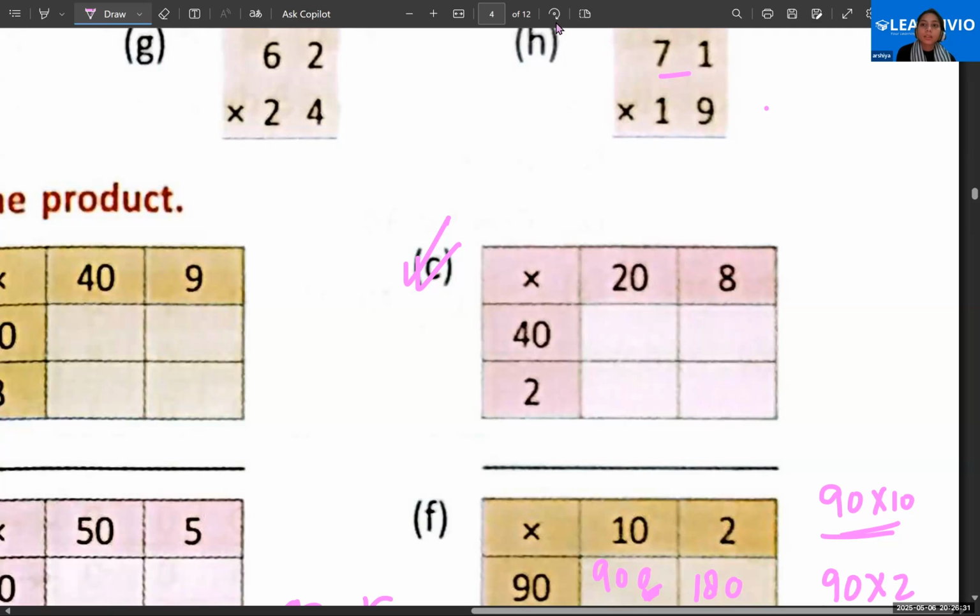The final answer. Take your time. Is the answer 1176? Yes, correct. Okay, so that was the only mistake that you did.